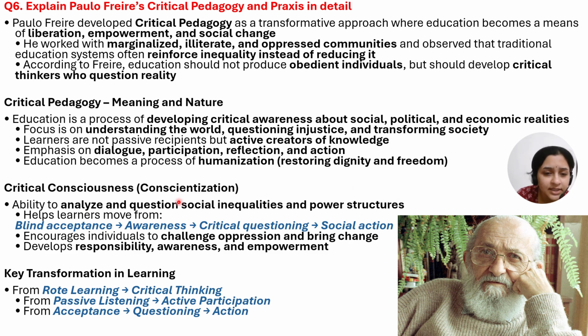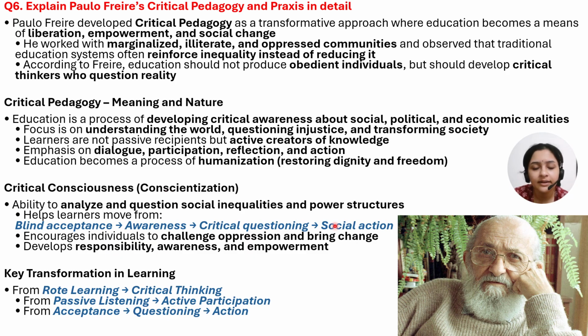So what is critical consciousness, also called as conscientization? Okay, so it is the ability to analyze and question the social inequalities and power structures. So it helps the learners to move from blind acceptance to this awareness, then to critical questioning and social action. So this is the flowchart you have to remember. So individuals should move from blind acceptance. Blind acceptance is learning anything without understanding. Okay. Then from blind acceptance to awareness, that is trying to understand.